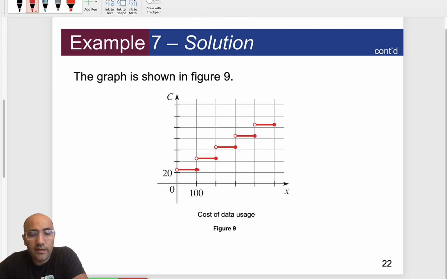But anything beyond that, even a tiny little bit beyond that, our bill just jumps up to here. It's not a smooth transition from here to here. It just jumps to the next level. And I believe that that's going to be 45.